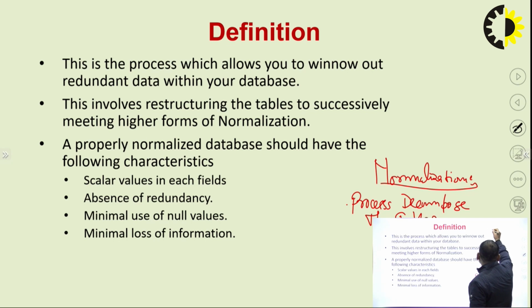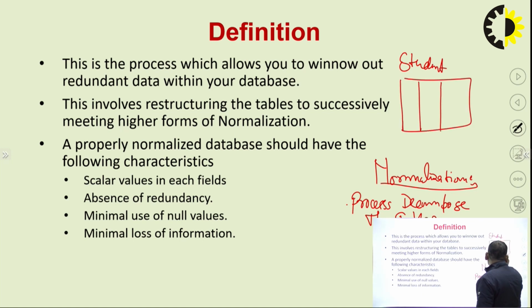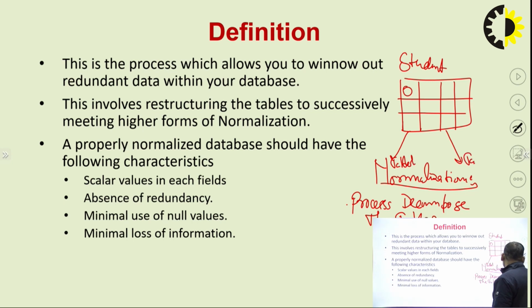For example, take a student table with particular records and fields. The table is divided into rows and columns, and an atomic value is stored in each cell. So we decompose the table, for example into table 1 and table 2. Decomposing the master table into table 1 and table 2 is known as normalization.